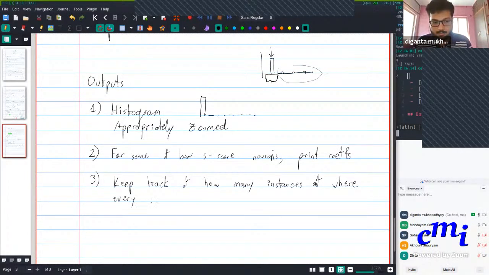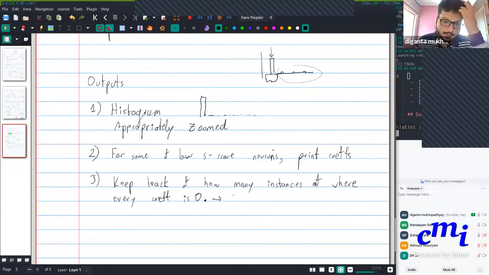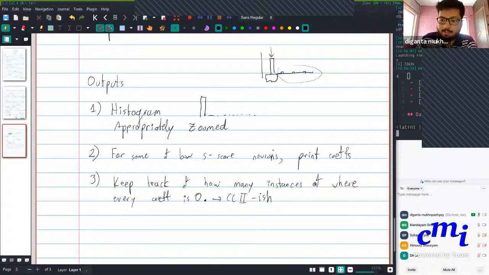every coefficient is 0. Right? So this is basically sort of CC2, but CC2 doesn't say 0, it says less than TC. So it's kind of similar to TC2. Right? But basically keep track of how many instances you're seeing where every coefficient is 0, or very close to 0, like 10 to the minus 13 or something like that. Right? So these are the few things.